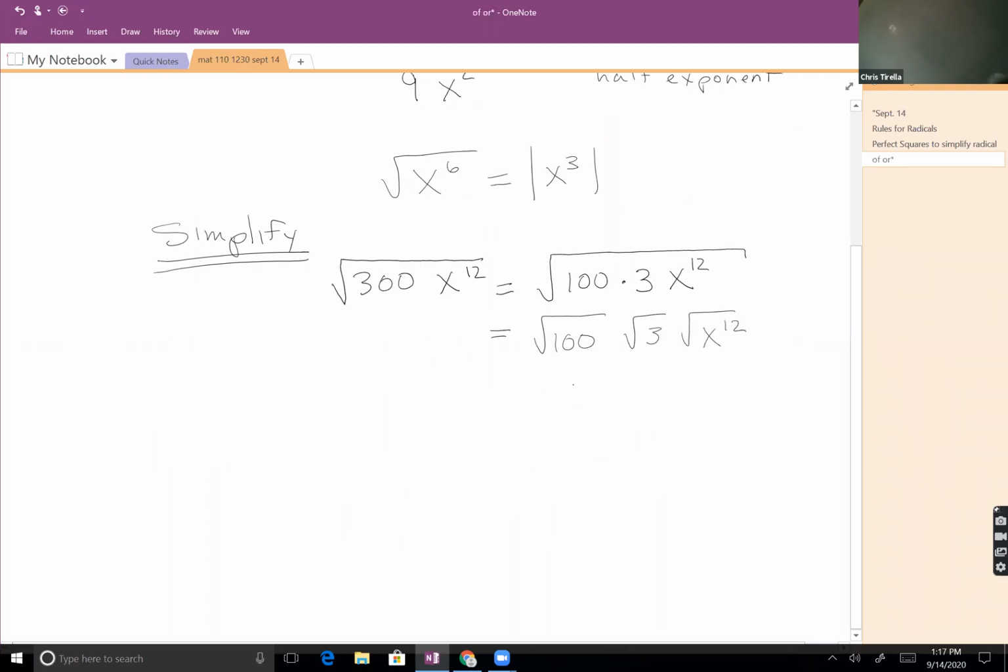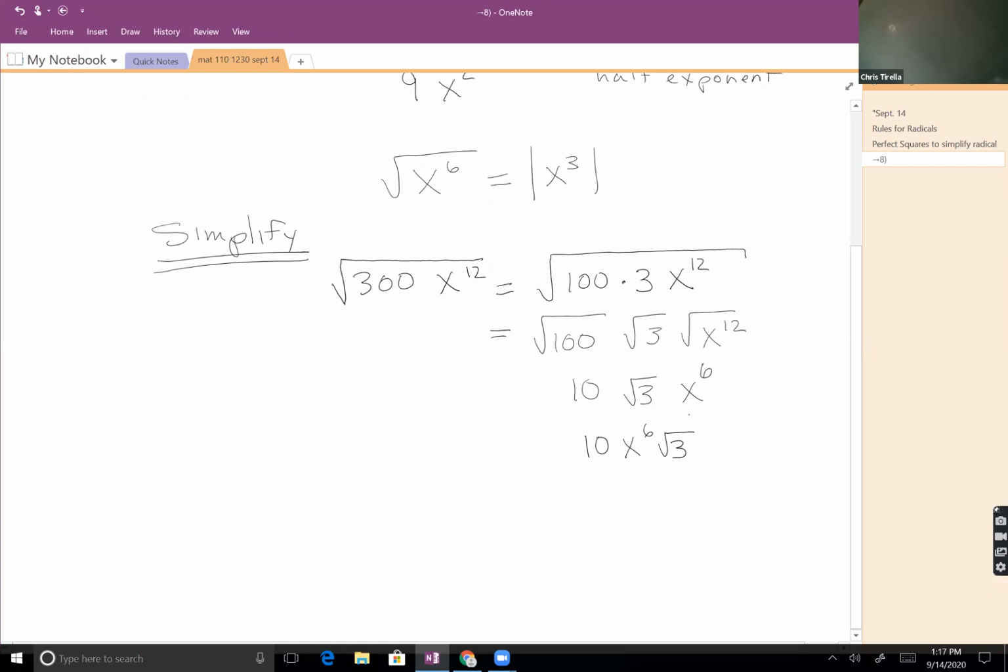Then the square root of 100 is 10. I cannot take the square root of 3, so that stays inside. And the square root of x to the 12th is x to the 6th. Technically, you could probably stop there, but it's most normal to take those factors that are out of the radical and write it in front. So we're going to write this as 10x to the 6th times the square root of 3.